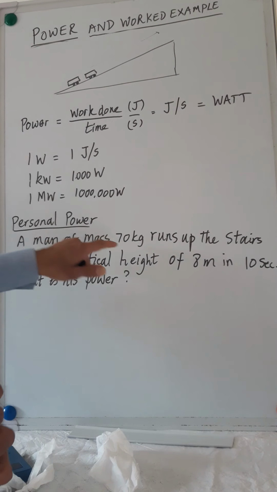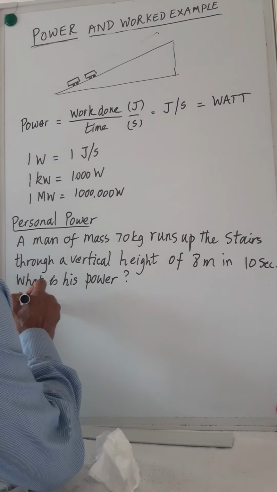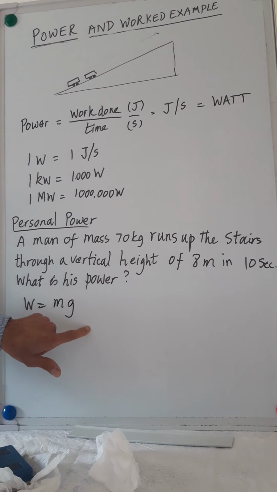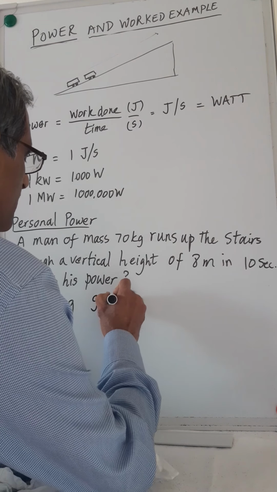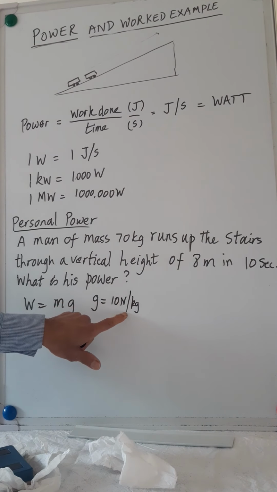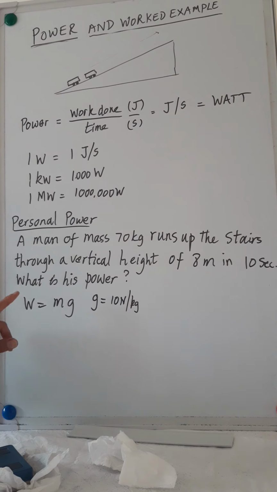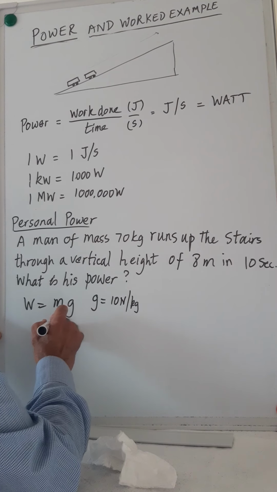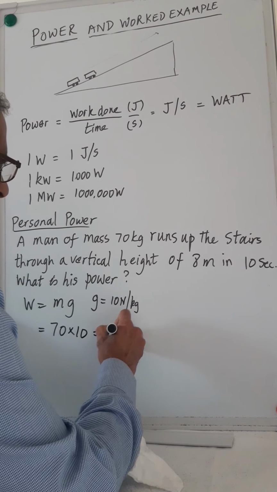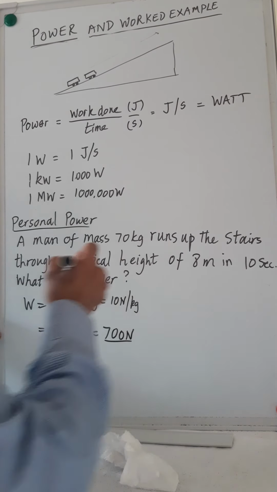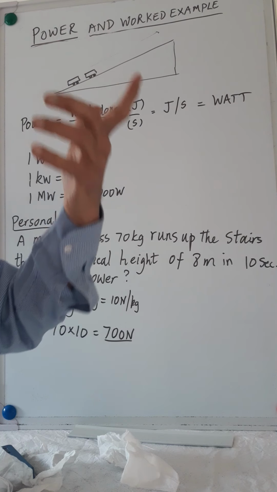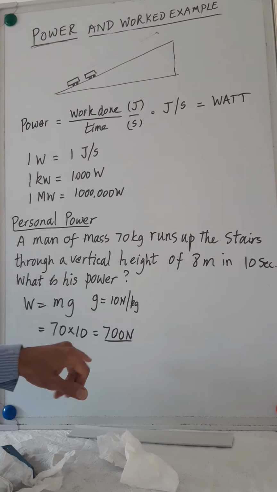First of all, we have to find the force. Force is his weight. W equals m times g, mass times gravity. Remember, gravity is 10 newtons per kilogram. It's 9.8, or we approximate it to 10 to make the calculation easier. So weight equals his mass, 70, times g, 10, which is 700 newtons. He is lifting his own weight, so he's working against the force of gravity, which is 700 newtons.